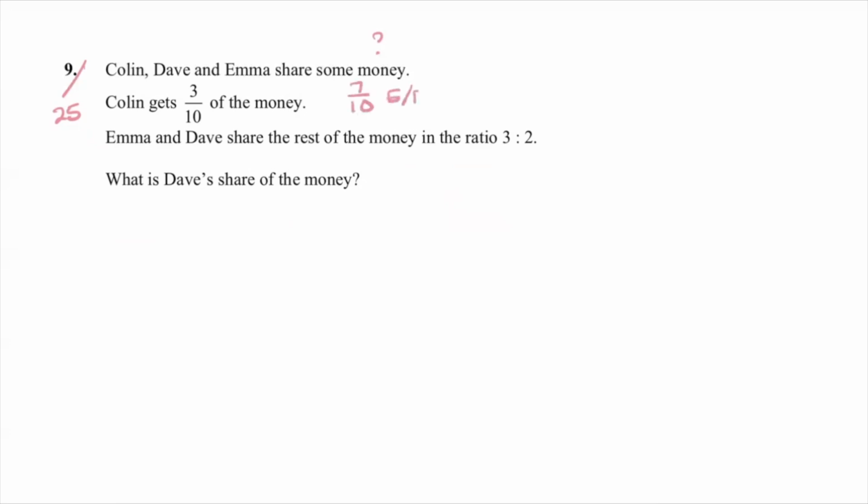So Emma and Dave together must get that. They share whatever this sum of money is in the ratio of 3:2. So I'm going to get that set up and coded straight away because I know that I'm going to need that. Because this is a share question, I know that we're talking about some money, don't know how much, but what I'm going to do is use a total column.